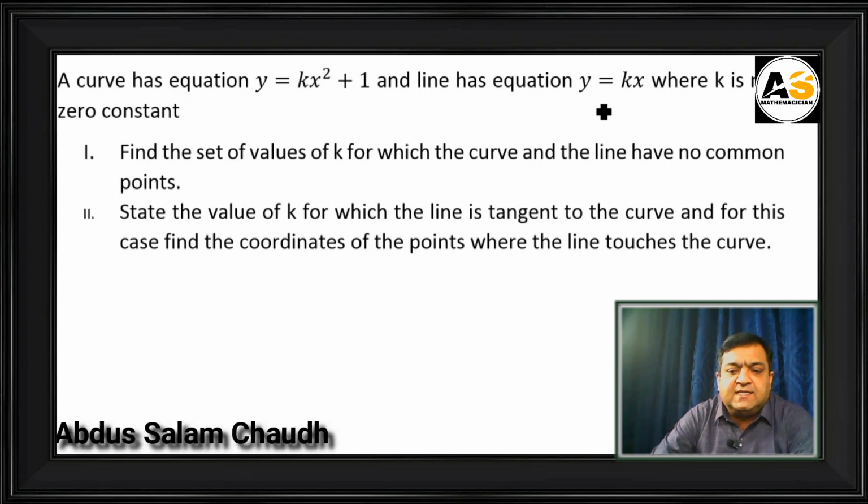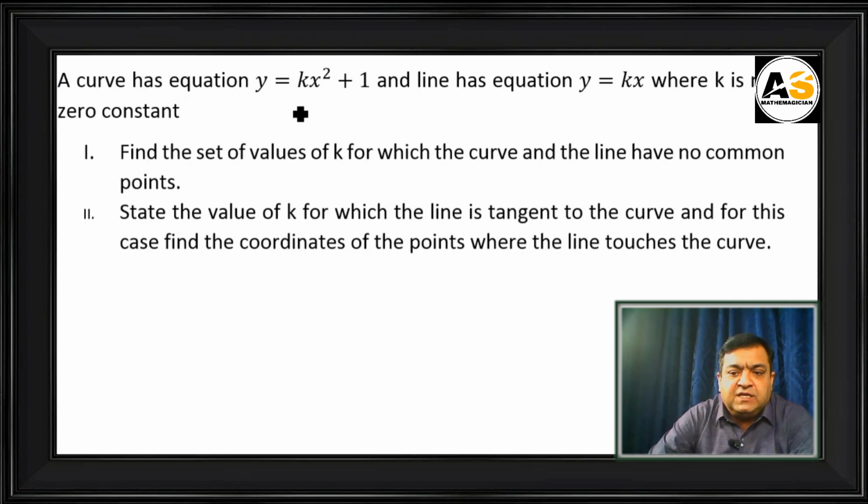I refer to the first lesson, the lesson in which we solved a linear and quadratic equation. When we solve a linear and quadratic equation, we put the value of y in the quadratic equation and we get a quadratic equation in x. That quadratic equation in x will give us either two real values, or two equal real values, or no real value. If this line and this curve have no common point, then the equation formed in x will have no real solution, or its discriminant will be negative.